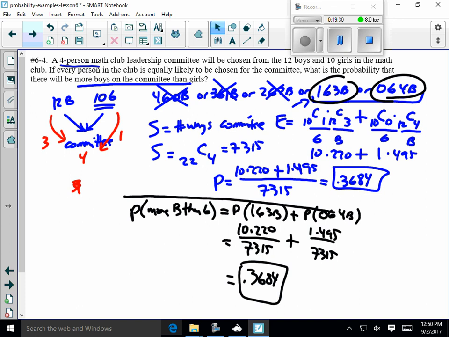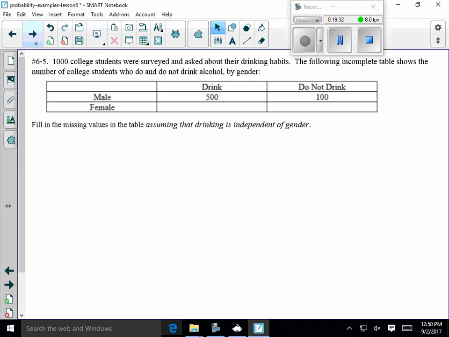Okay, let's look at the next one. The next problem says 1,000 college students were surveyed and asked about their drinking habits. The following incomplete table shows the number of college students who drink and who do not drink alcohol by gender. So we're only told that there are 500 males that drink and 100 who don't drink. Fill in the missing values in the table, assuming that drinking is independent of gender. So go ahead and pause the video and give this a try.